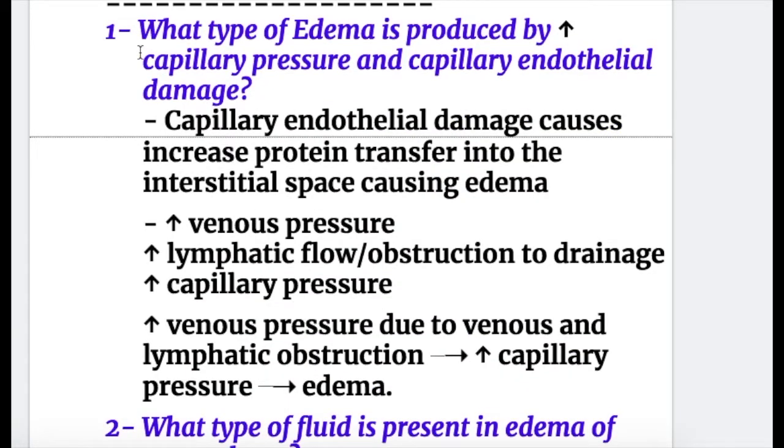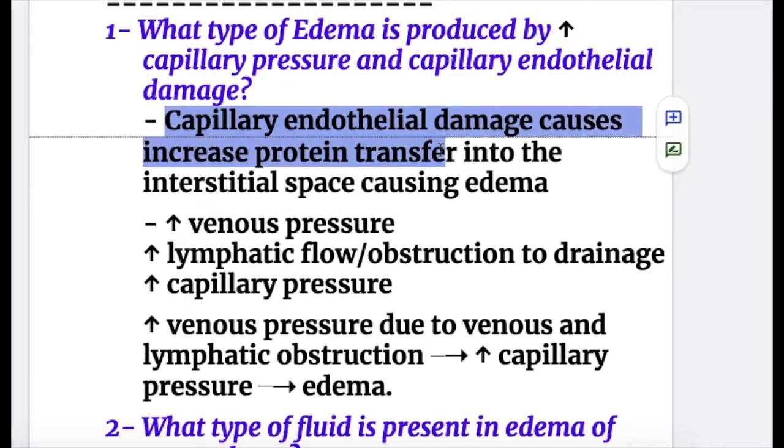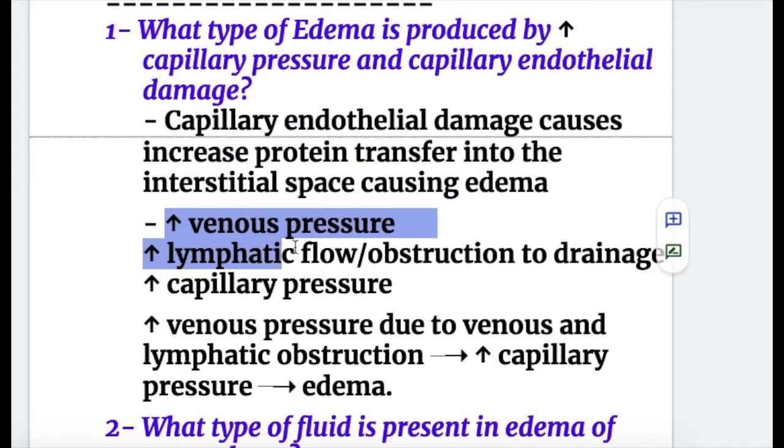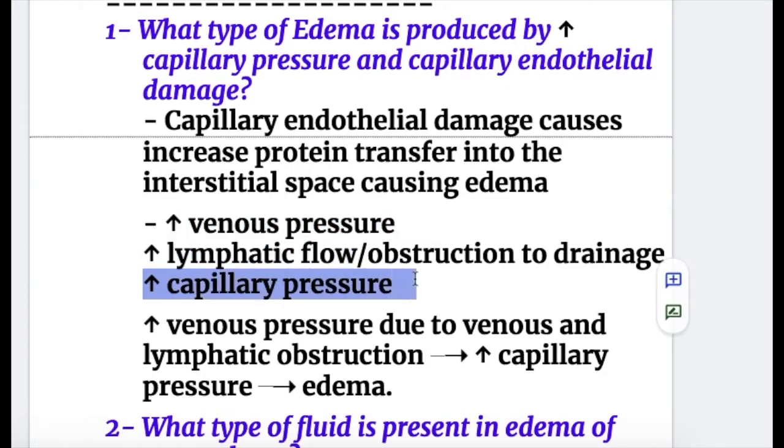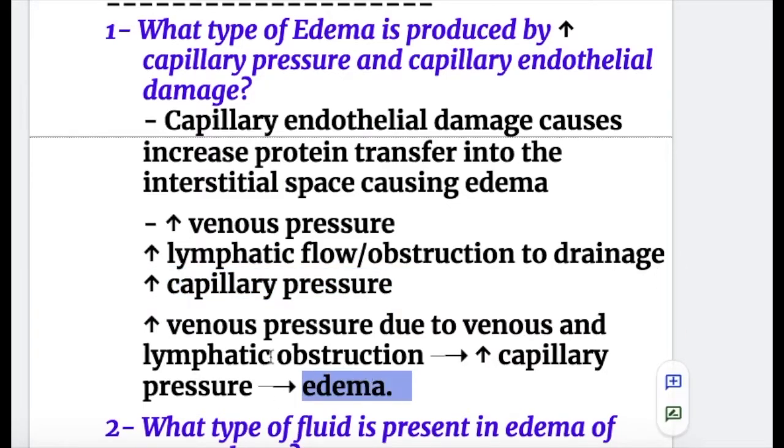Now answers to the questions. Question number 1, what type of edema is produced by increased capillary pressure and capillary endothelial damage? Capillary endothelial damage causes increased protein leakage into the interstitial spaces causing edema, whereas in increased capillary pressure, there is increased venous pressure, increased lymphatic flow and obstruction to drainage, and that causes increased capillary pressure. So increased venous pressure and lymphatic obstruction cause increased capillary pressure leading to edema, as occurs in CCF.